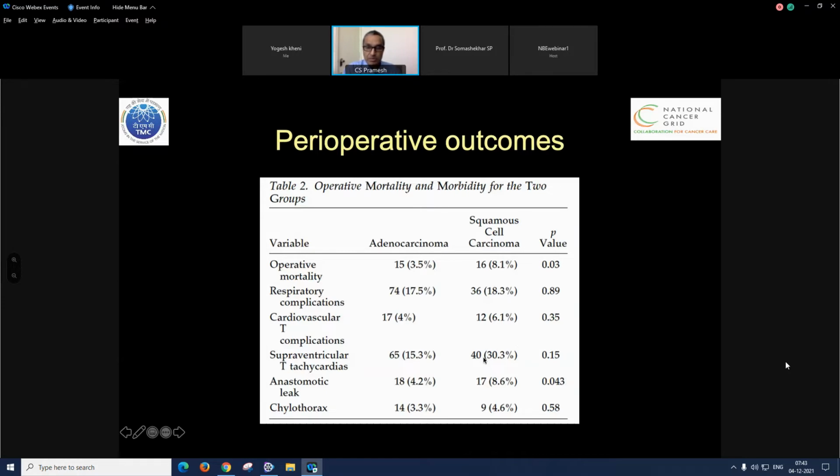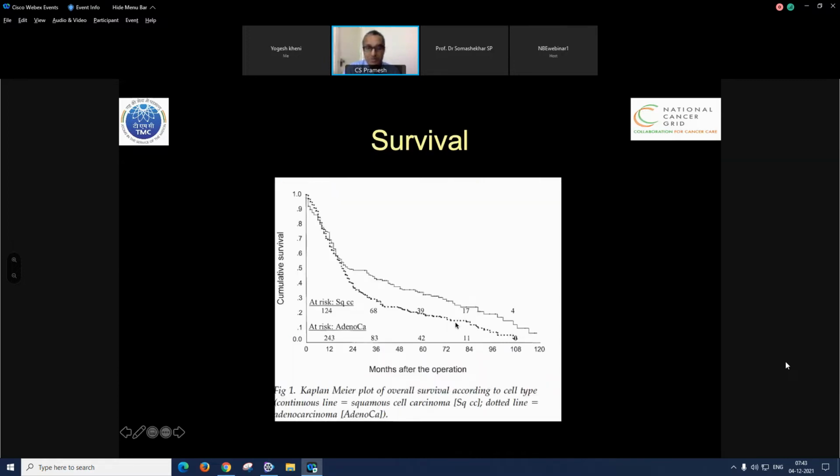However, arrhythmias are more common with squamous cell carcinomas, and this is probably to do with the fact that you're handling the mediastinum a lot more when you're operating on a patient with a squamous cell carcinoma rather than any inherent histological difference causing these complications. Again, anastomotic leaks as well as chylothorax are more common with squamous cell cancer. So practically, and when you look at survival as well, they are fairly different.